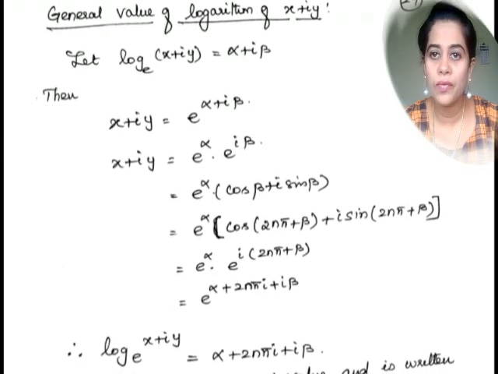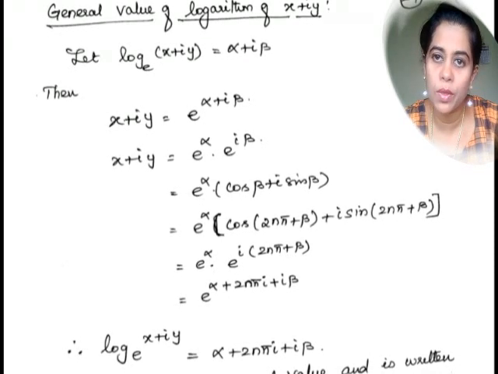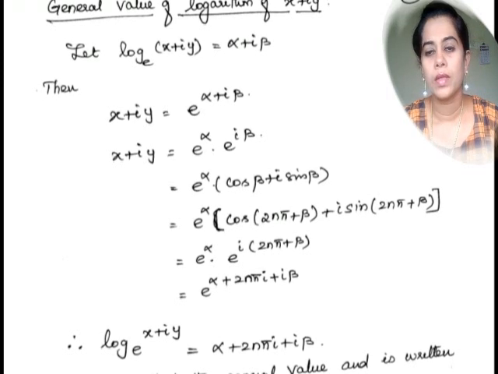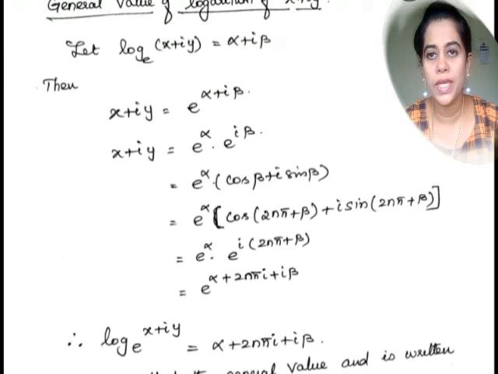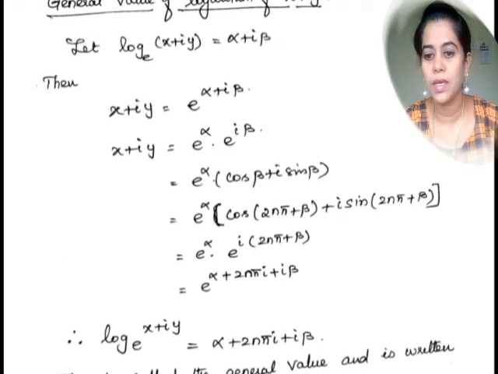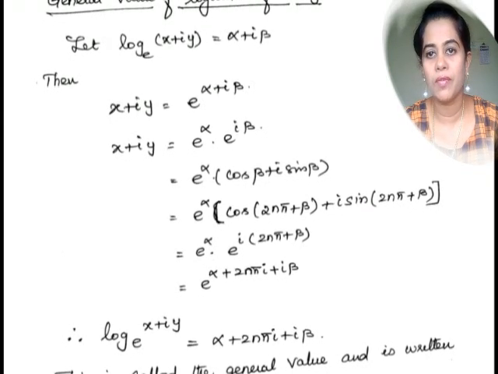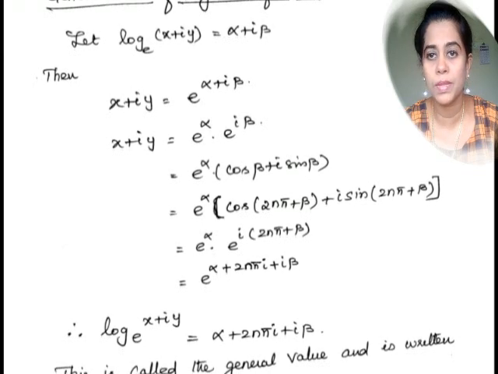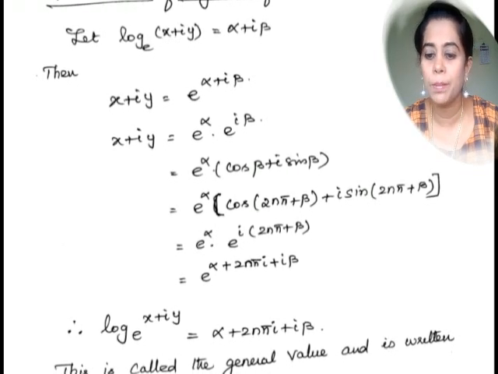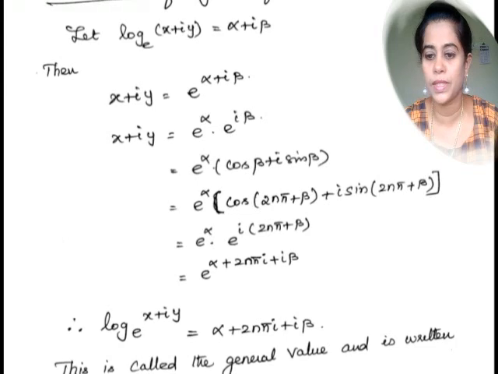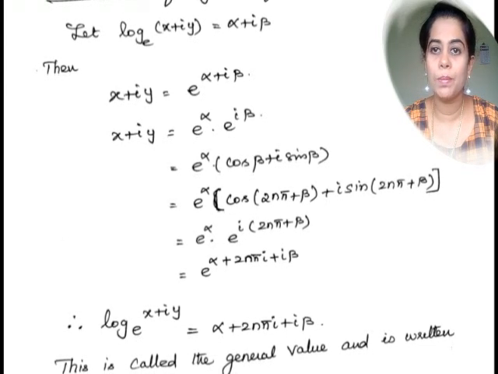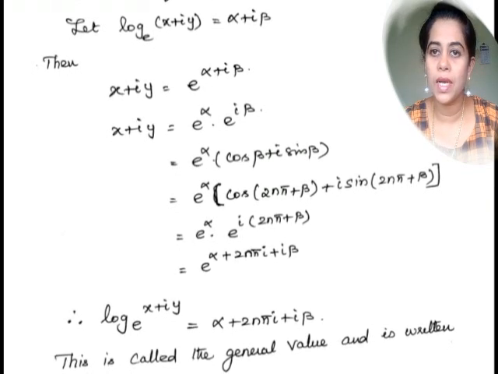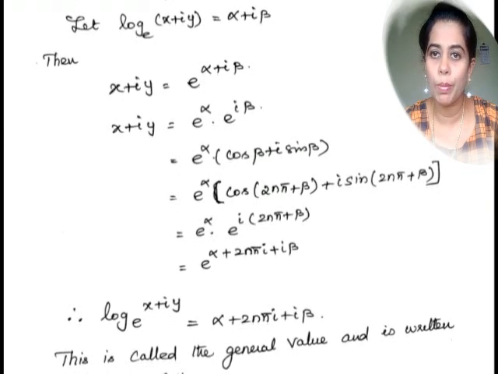It is log of x plus iy to the base e equal to alpha plus i beta. Then we know that x plus iy is equal to e power alpha plus i beta. Then this we can write as e power alpha into e power i beta. This e power i beta can be written as cos beta plus i sin beta. So therefore it is e power alpha into cos beta plus i sin beta, which can be written as e power alpha times cos of the angle beta, which can be written as 2n pi plus beta.